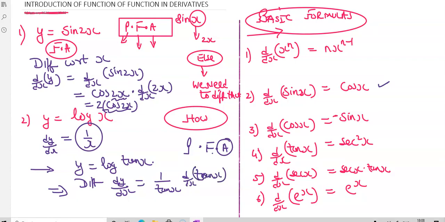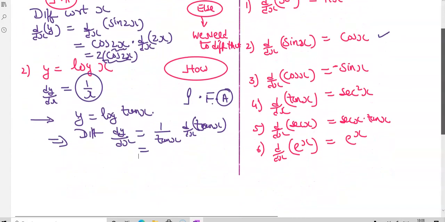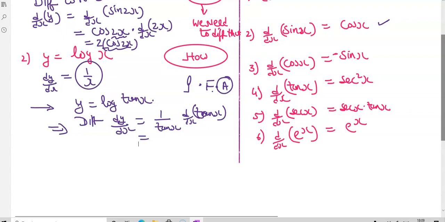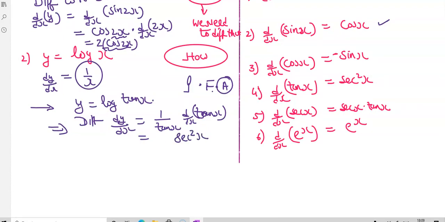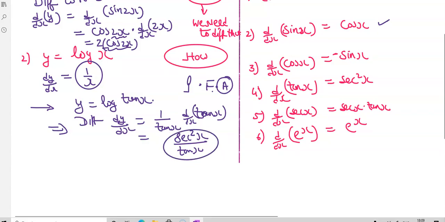10x. Now this derivative of 10x, if you see from my formulas, is sec square x. So that is sec square x upon 10x. Simplification you can do later on. So this is how we are going with the function of function.